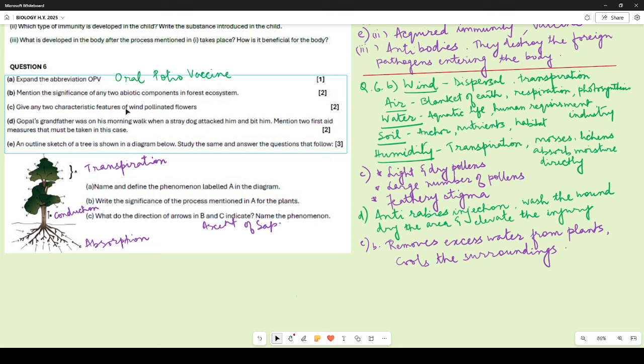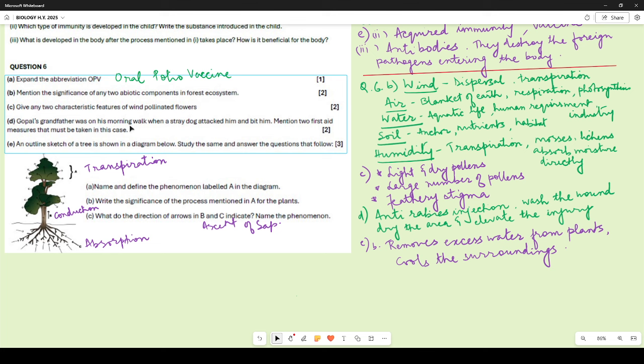Give any two characteristic features of wind pollinated flowers. The pollens are light and dry. A large number of pollens are produced, and the stigma is feathery in order to trap the pollens floating in the air. Any two you can write.